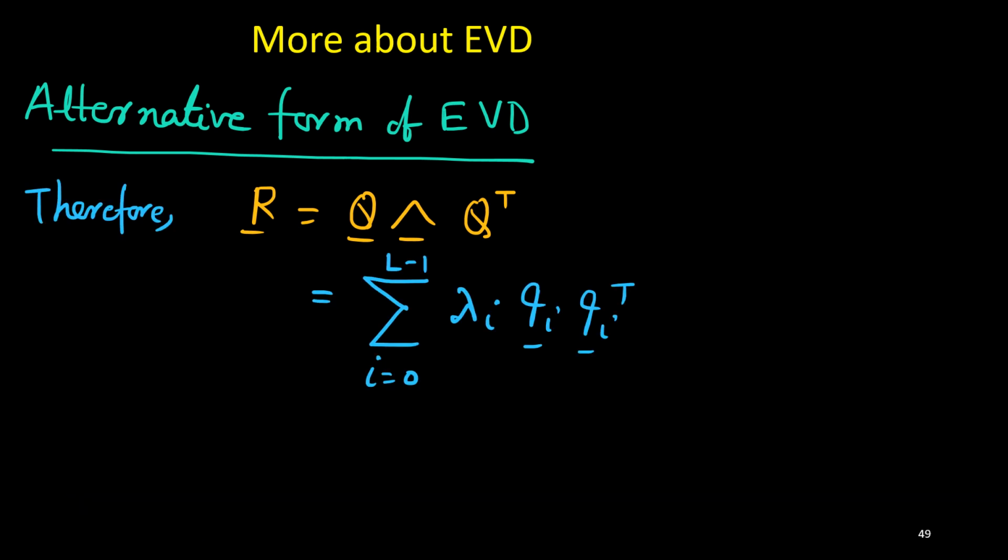Therefore, this R can also be written as the sum of lambda I times Qi times Qi transpose, where I takes all values from 0 to L minus 1. This form is also sometimes useful, especially when we analyze algorithms like the NLMS algorithm, the normalized least mean square algorithm, by some stochastic model. There we'll use this concept, so we'll discuss this form in detail later.